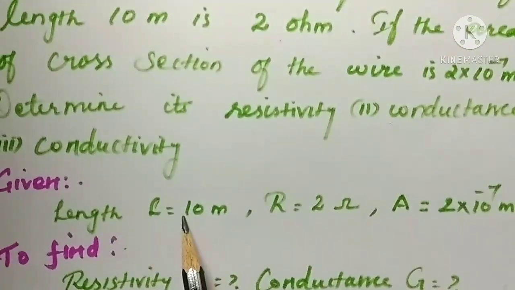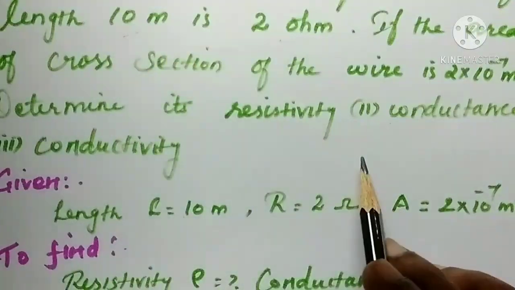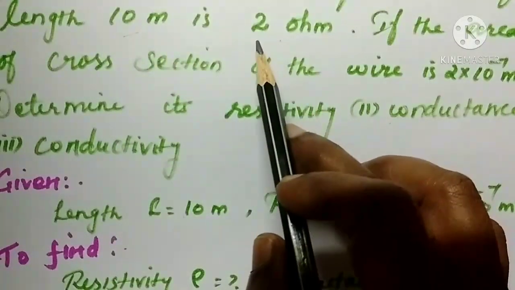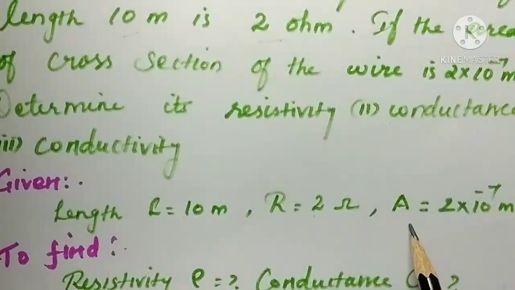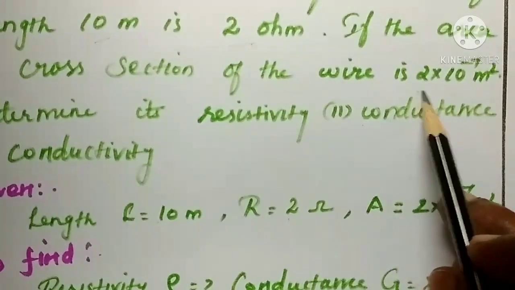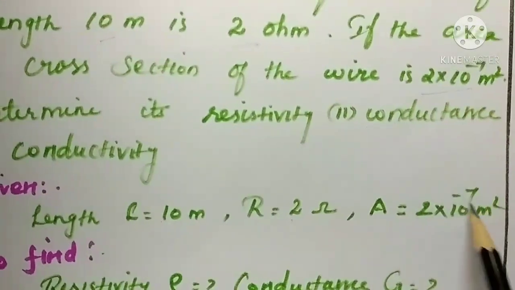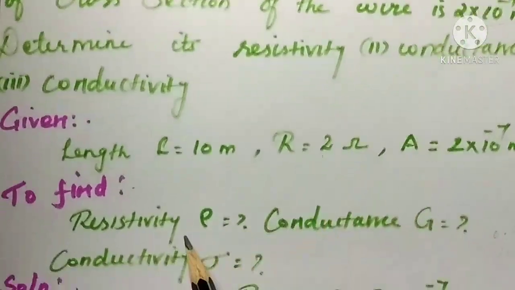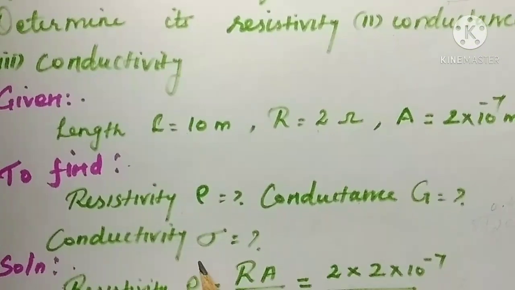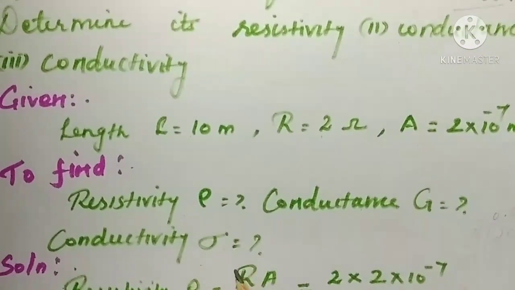L is the length of the wire, how much? 10 meter. R is the resistance, how much? 2 ohm. A is the area of the cross section of the wire, how much is given? 2 into 10 to the power minus 7 meter square. We are going to find resistivity rho, the conductance G and the conductivity sigma.